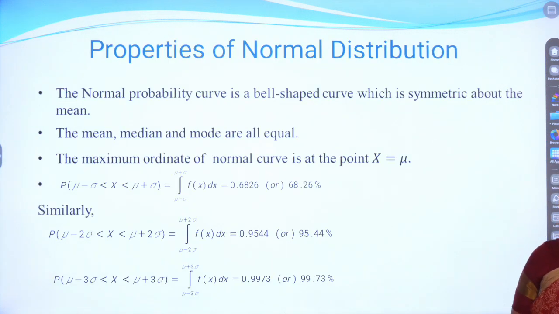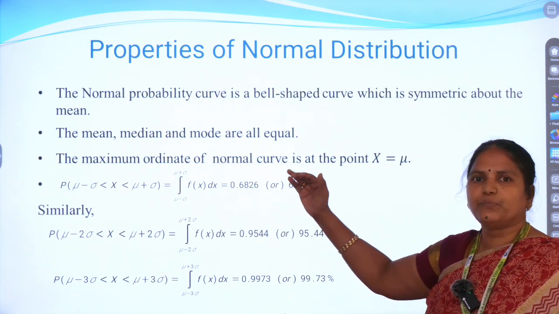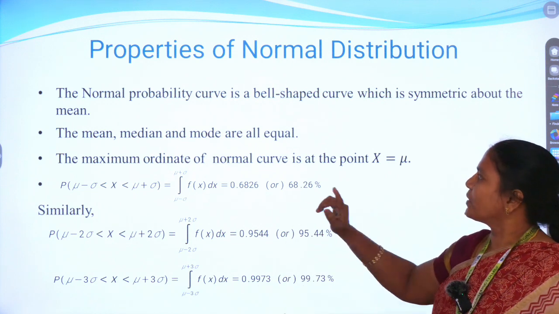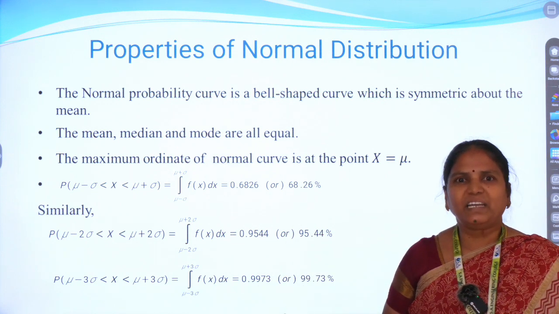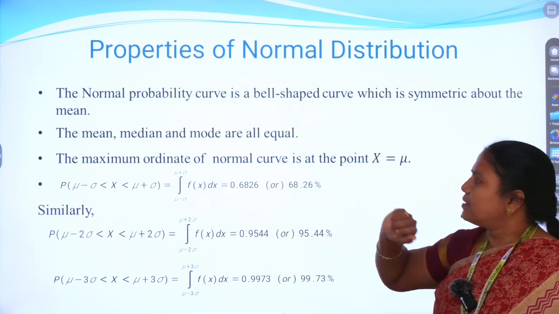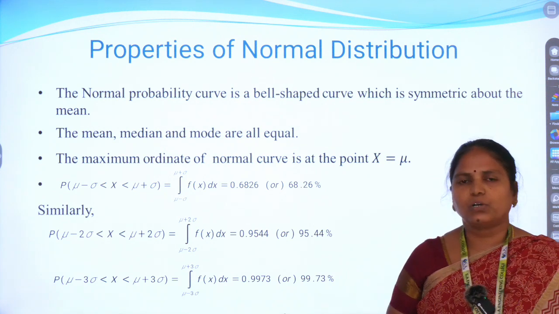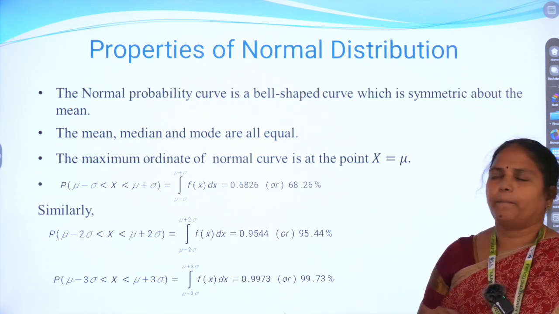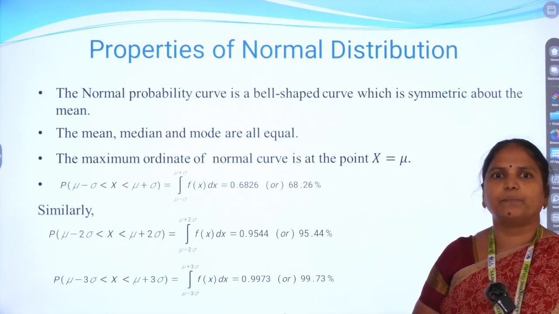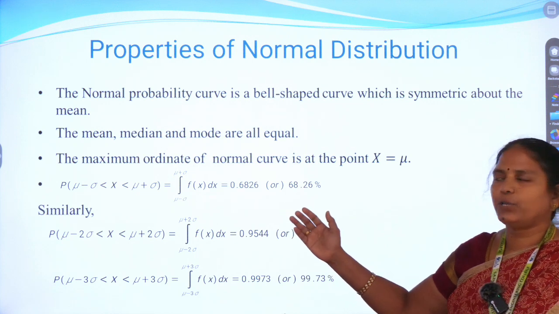Next, we are going to see the properties of normal distribution. The normal distribution curve is a bell-shaped curve which is symmetric about the mean. In normal distribution, the mean, median and mode all are equal. Only in normal distribution it is equal. In normal distribution, there is a single peak point, so it is a unimodal distribution. Sometimes they will ask in the question: normal distribution is a bell-shaped curve which is symmetric about the mean, and it is unimodal.